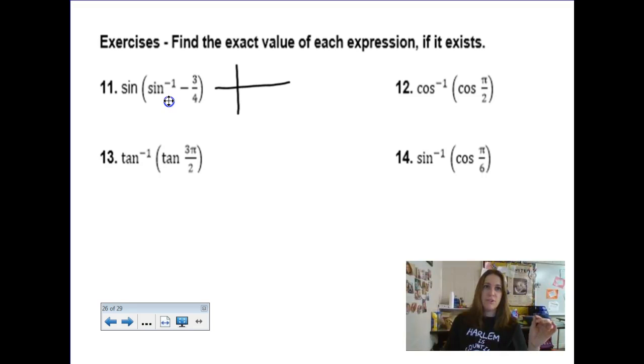So what we're going to do is start on the inside of the composition and figure out at what angle your arc sine would produce a value of negative 3/4. Or, your sine function would produce a value. Let me say that again. At what angle do you get a sine value of negative 3/4? So remember, arc sine, we're only looking in these two quadrants. So because it's a negative value, we're looking down here.